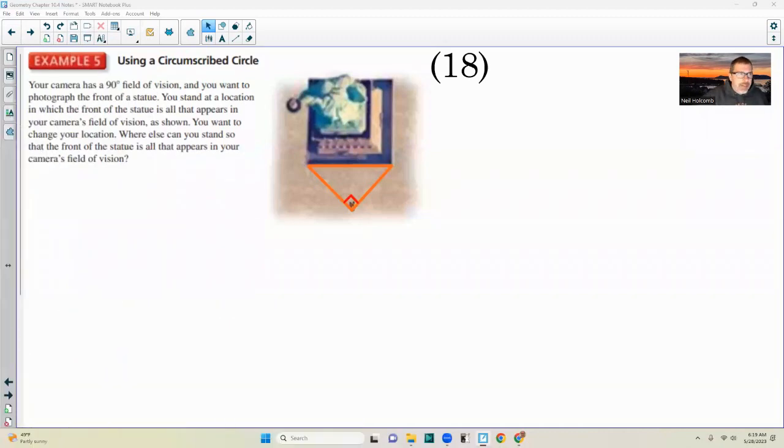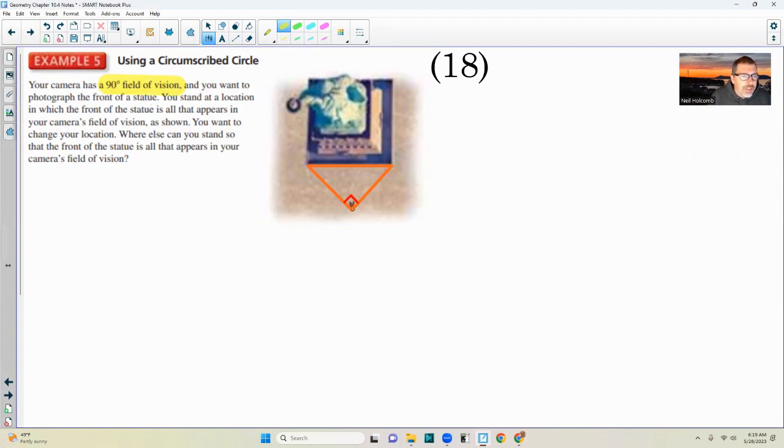Okay, so example 5 is a real life situation. You're using the circumscribed circle in this problem. Your camera has a 90-degree field of vision. Okay, so let's switch to highlighter here. Camera has a 90-degree field of vision. You want to photograph the front of a statue.